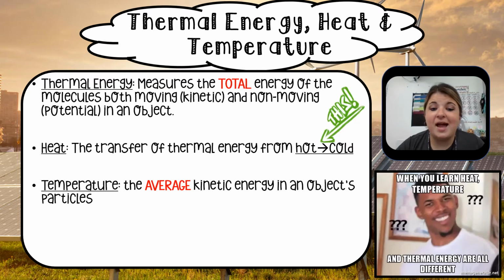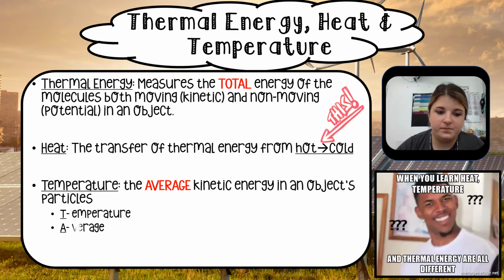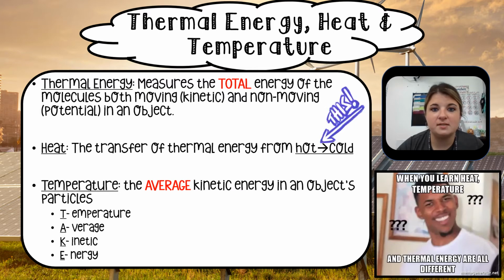Temperature is the average kinetic energy in the object's particles. So thermal energy was the total kinetic and potential. Temperature is just the average kinetic. We have an acronym to help you remember this, and the acronym is TAKE. So the T stands for temperature, the A is average, K is kinetic, E is energy. So if you can remember TAKE, you can remember what temperature stands for. So temperature is the average kinetic energy.